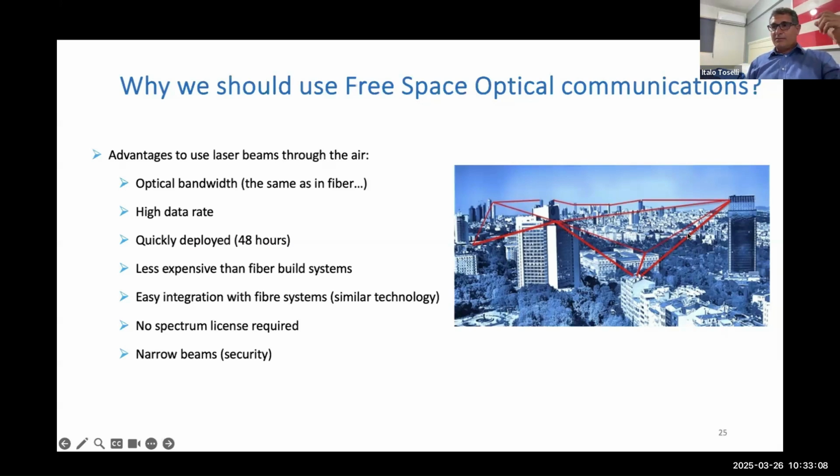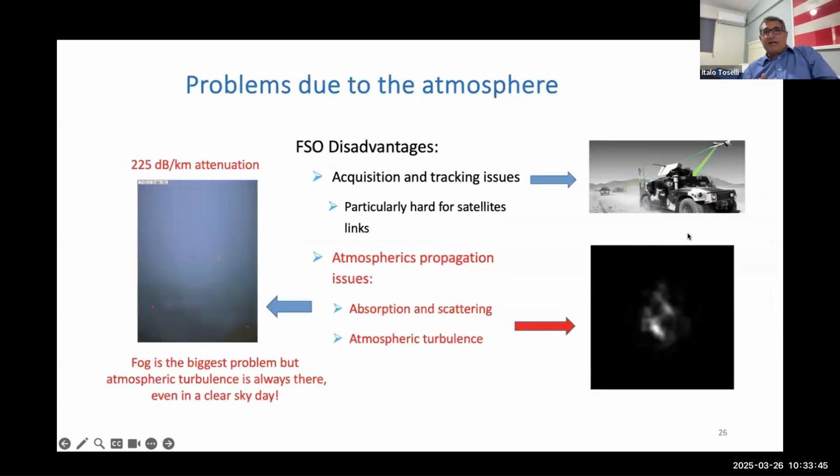I mean, you don't need to build, like for fiber, and invest months and months of work, and prepare where you have to put your fiber. Also, there is an easy integration into the fiber system because it's similar technology. So you can, for example, still use 1.55 micrometer as a wavelength. There is no spectrum license required, and the beams are narrow. Because they are optical beams, they are very narrow, and from the security point of view, this is a big benefit.